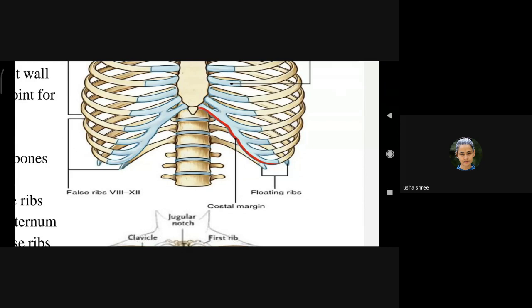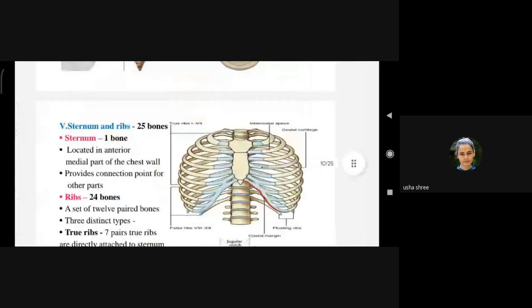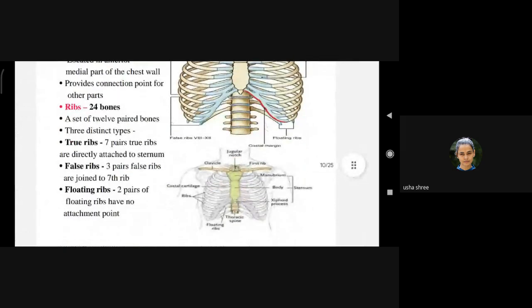3 pairs of ribs are false ribs because they do not connect to the sternum. The ribs which originate from the vertebral column and connect to the sternum are 7 pairs in number. So 7 pairs are true ribs, 3 pairs are false ribs, and 2 pairs are floating ribs. Total 25 bones are there in the rib cage, including the sternum.